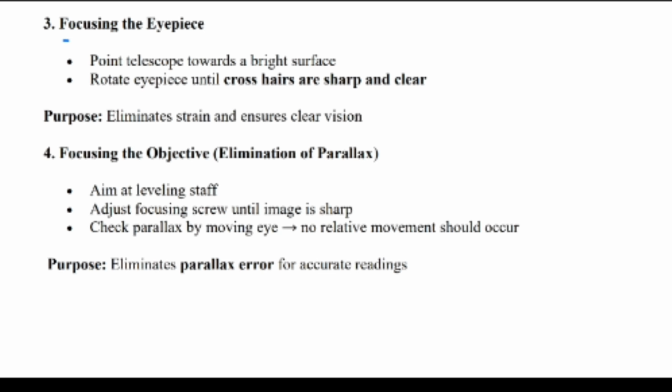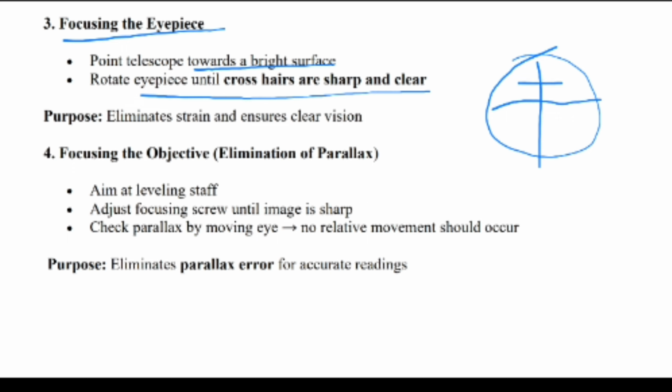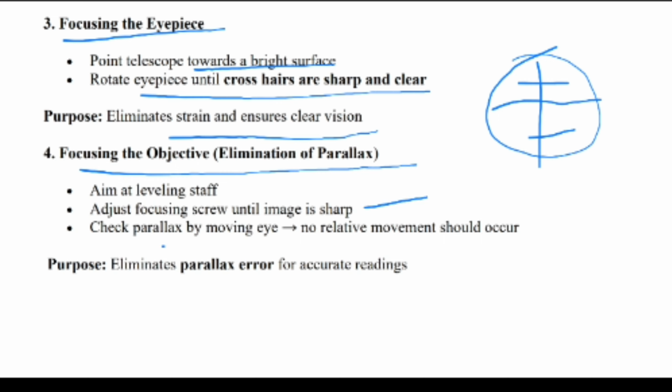Next is focusing the eyepiece. In the telescope you look at a bright surface, and the cross hairs are visible in the telescope. You can check it. Based on this focusing of the eyepiece, you get proper vision. And next is focusing the objective and elimination of parallax. You should get a clear image with the help of eliminating parallax. Elimination of parallax errors will give the proper reading at the particular point.